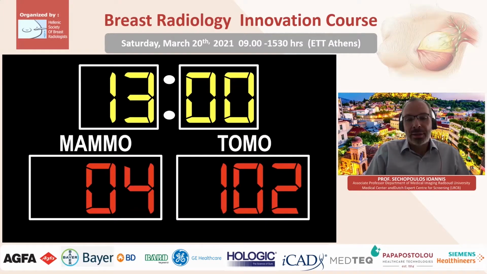So now I spent 2 minutes, and I already reduced the number of images that need to be read on average by half. So now the score is 102 versus 4.